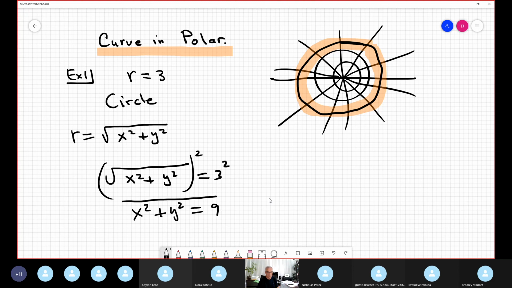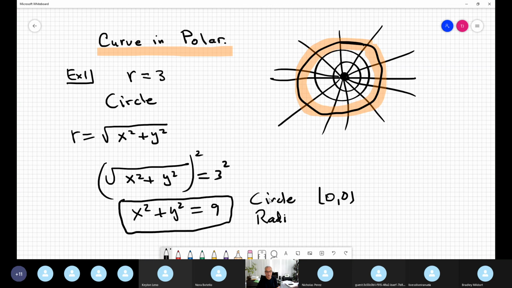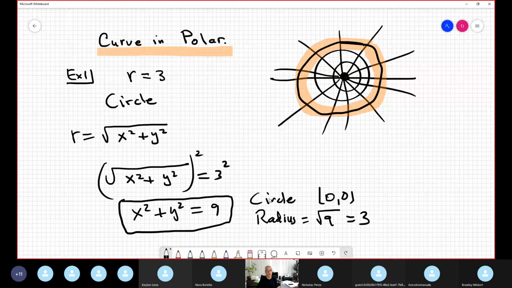Got it. And this is the very, very familiar equation for the circle whose center is located at the point 0,0, the origin, the pole in that case, and the radius is the square root of this guy, the 3. Boom. Do you see that? Yes, Professor.